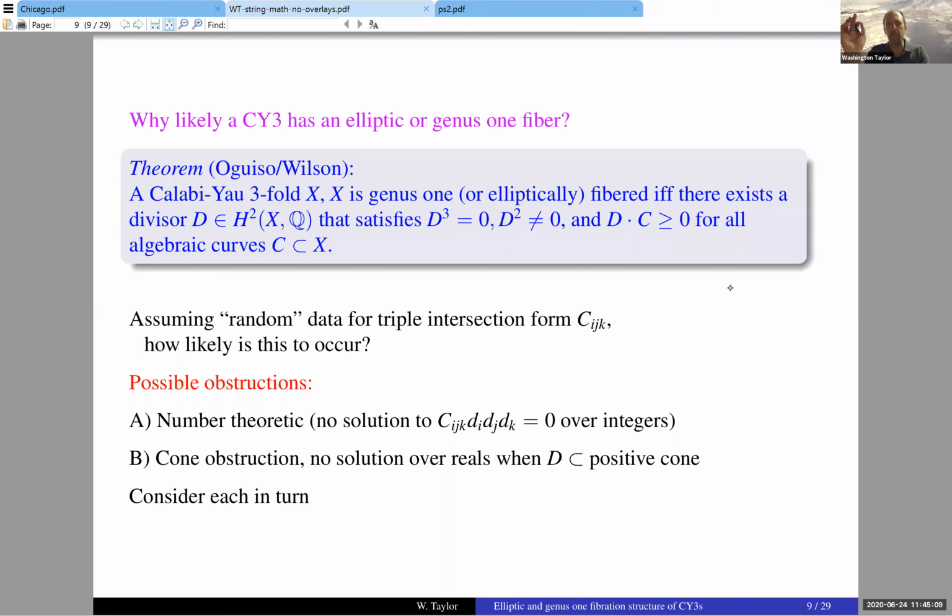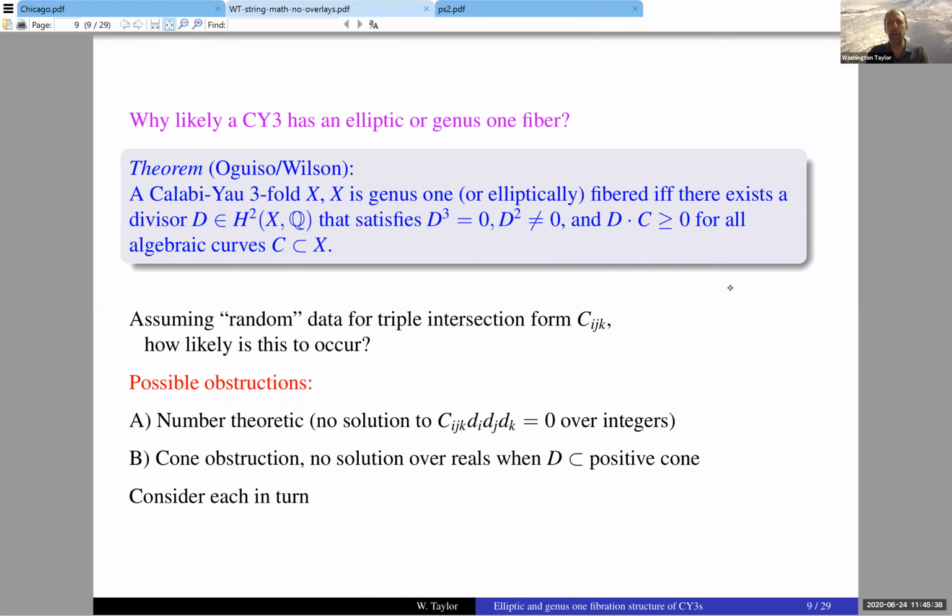There's a theorem by Oguiso and Wilson that a Calabi-Yau threefold is genus 1 or elliptically fibered if and only if there's a divisor that satisfies D cubed equals 0, D squared not equal to 0. If D squared is equal to 0, it's just like K3 fibered. And D dot C is greater than or equal to 0 for all algebraic curves C, okay? So you can ask, let's imagine we just have a random triple intersection form. How likely is it that this is going to be satisfied?